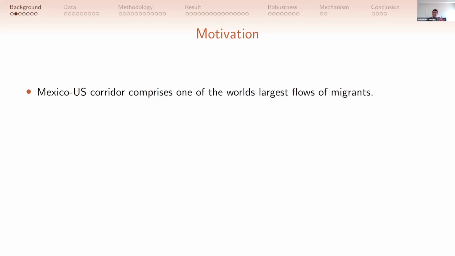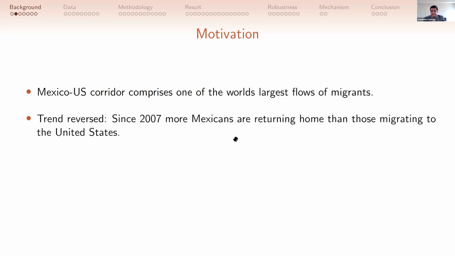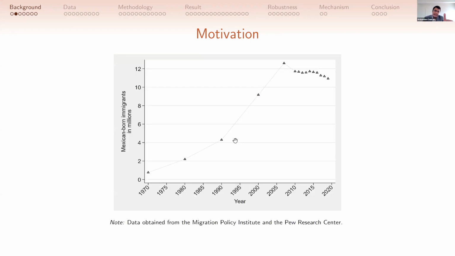Regarding my case, the Mexico-US corridor represents one of the world's largest migration flows in human history. However, since 2007, the trend has reversed, with more Mexican migrants returning home than those migrating to the United States. This is how the trend looks. In the y-axis, I have the Mexican-born immigrants in millions, and in the x-axis, I have the time. As you can see, the number of Mexican-born immigrants in the United States has increased over time, but since 2007, there is a slight decrease.